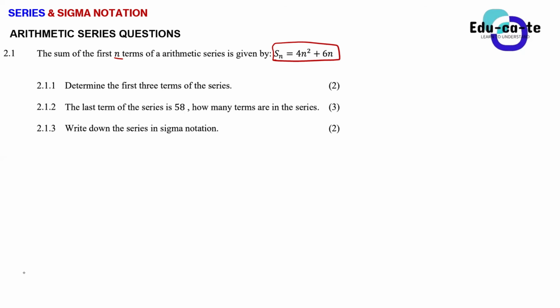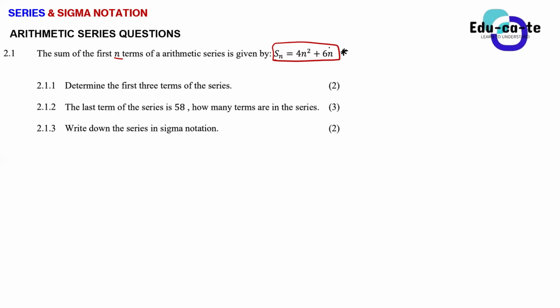Determine the first 3 terms of the series. How can I attempt this? The sum of the first n terms. So we know that the sum of the first n terms is 4n squared plus 6n. So we have the formula for finding the sum of a certain number of terms given by n. So now the question is, what are the first 3 terms of the series? How can you find the first 3 terms of the series?